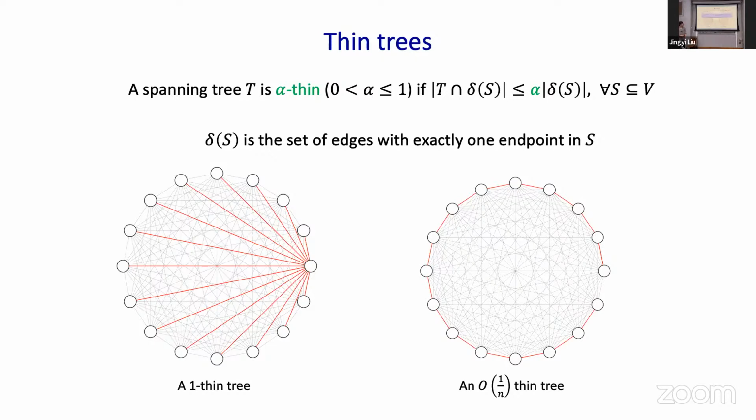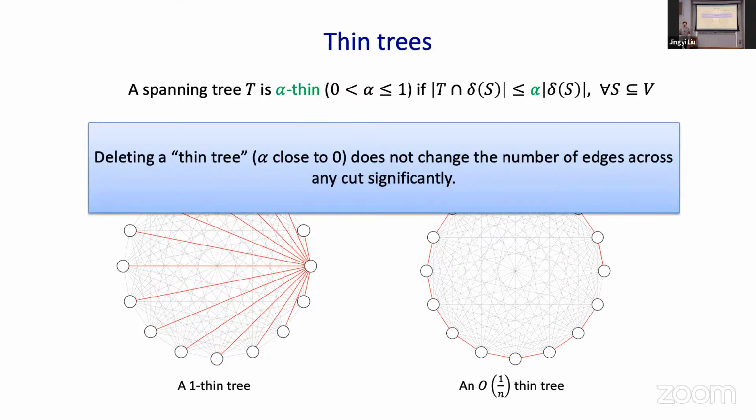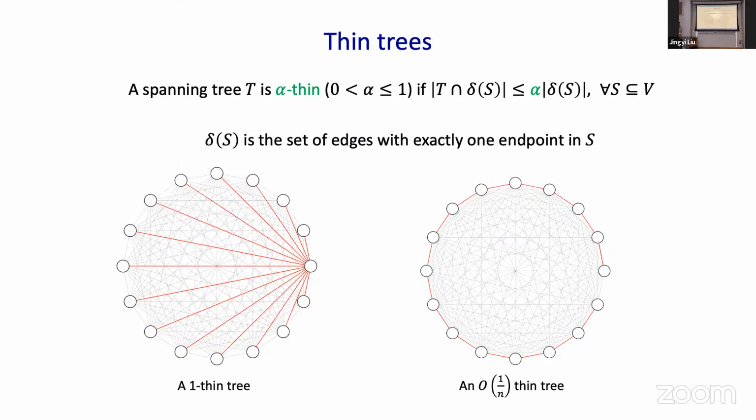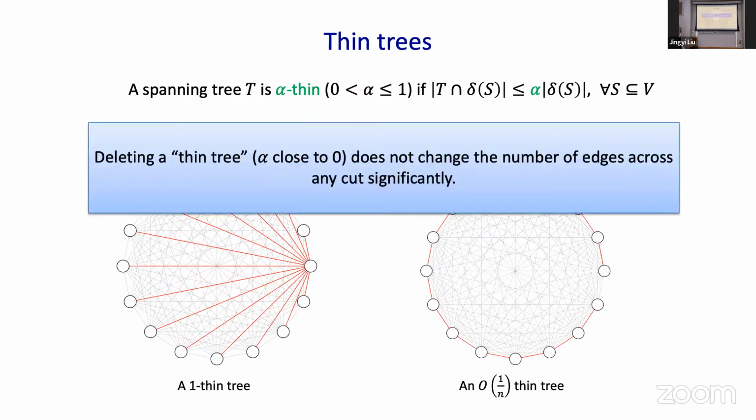Okay. And we say the tree is thin, I think, because if you delete a thin tree for alpha close to 0 from a graph, it means that the number of edges in every cut does not change very much, right? So a 1 thin tree, if you delete this from your graph, the structure changes a lot. Suddenly the graph becomes disconnected. But if I delete this tree from the graph, there are not many global properties that change. So I think that's the intuition for why it's called a thin tree.